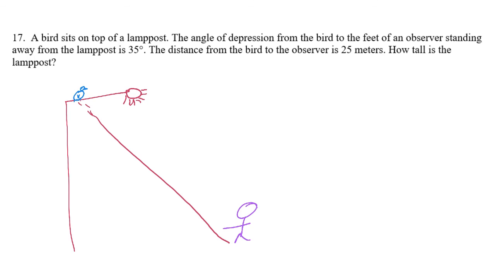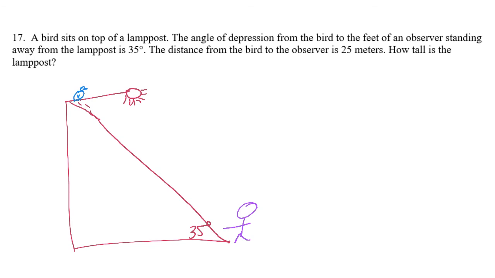A bird sits on top of a lamppost. All right, so we have a lamppost. It's got a light, the light's shining down, and we have a little bird. All right, a bird, beak, some feet, and a wing. Beautiful. The angle of depression from the bird to the feet of an observer. Oh, that means I get to draw a sick person. Observer. So the bird to the feet of the observer is 35 degrees. So it's angle of depression. So that 35 degrees is going to go there.